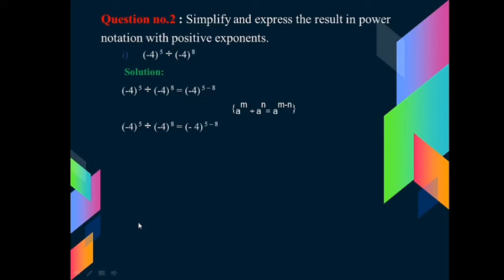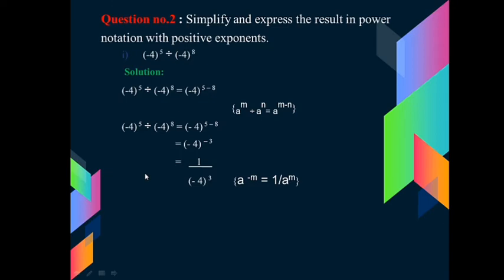Now 5 minus 8 is equal to minus 3. So here we will write minus 4 raised to the power minus 3. Now we got the exponent as negative, but we want the exponent as positive. So we have a law. By using that law we can write minus 4 raised to the power minus 3 as 1 upon minus 4 raised to the power 3, by using the law a raised to the power minus m equals 1 upon a raised to the power m. So this is how we have to simplify, and we have to write the result in a positive exponential form.